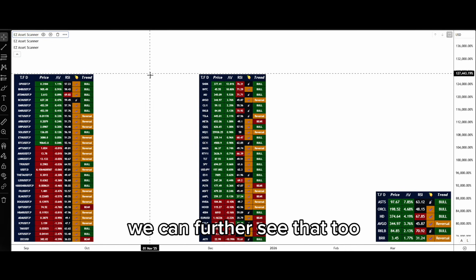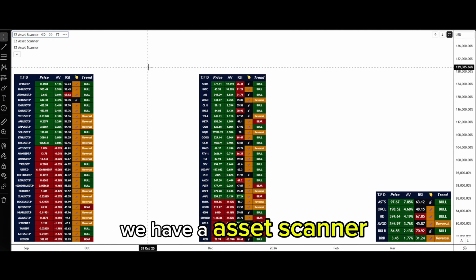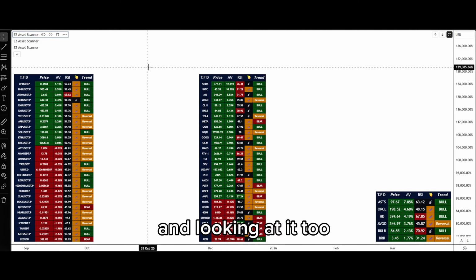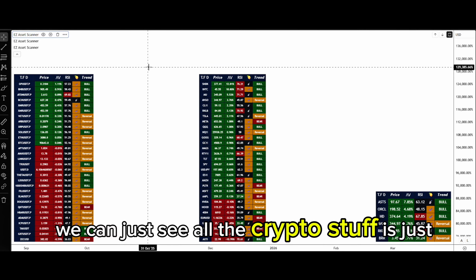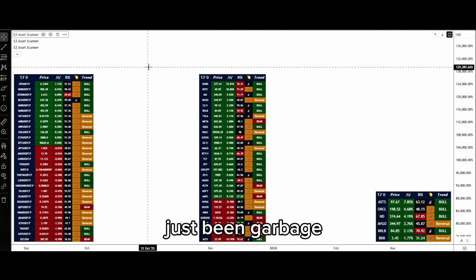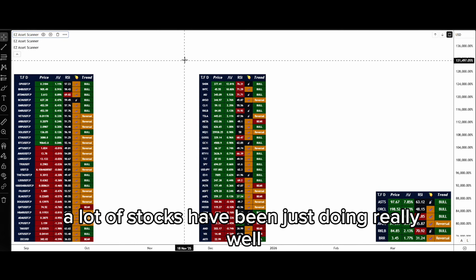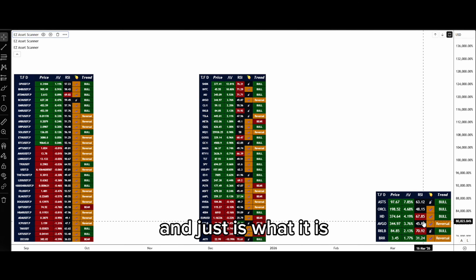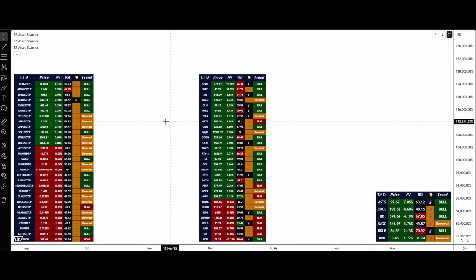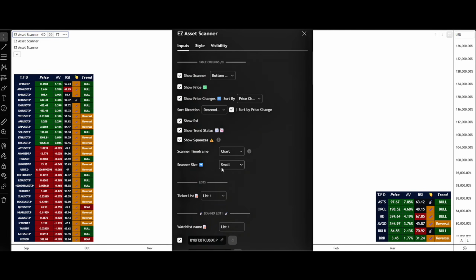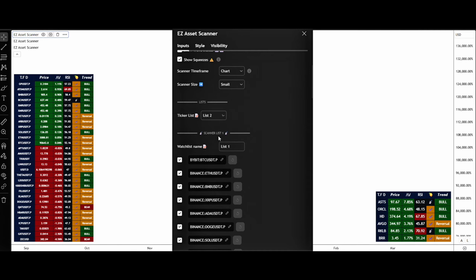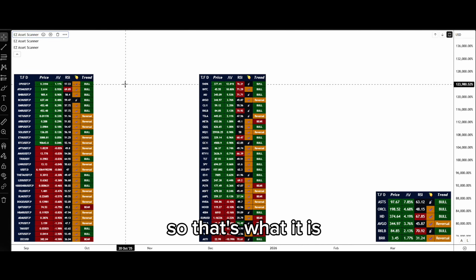And we can further see that too. We have an asset scanner. And looking at it too, I mean, we can just see all the crypto stuff has just kind of been garbage. A lot of stocks have been doing really well. And it is what it is, right?